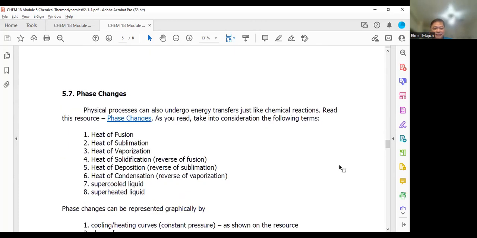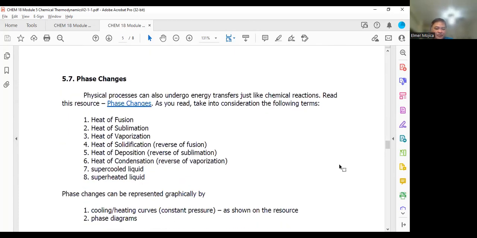Now, phase changes. So what causes the phase changes?